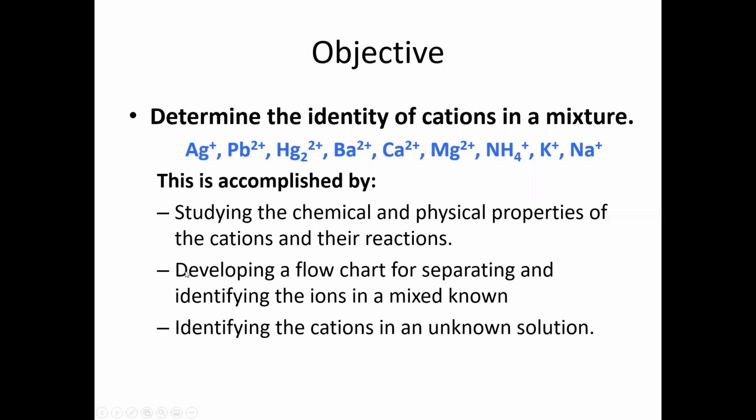The second step is to develop a flow chart. In this case, actually, the flow chart has been developed. If you look into the template you downloaded, you should see a complete flow chart. So you just need to follow that chart, look at each reaction, and identify each ion in those two different reactions. The third step is to identify the cations in an unknown solution. Again, the unknown number is the same as last time.